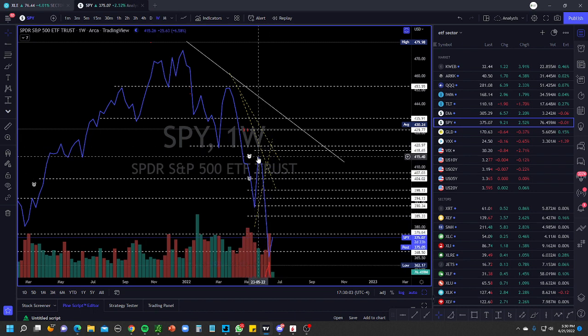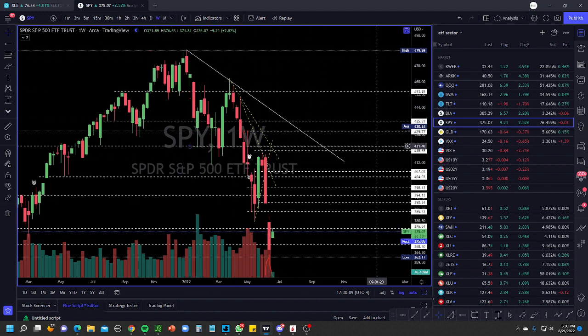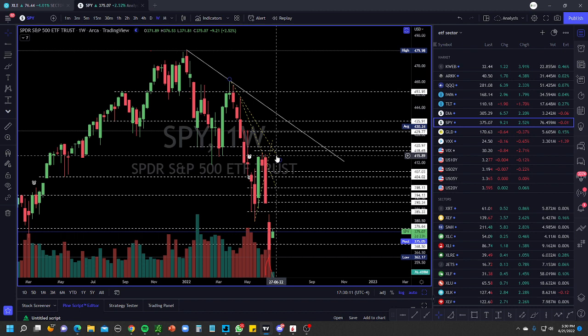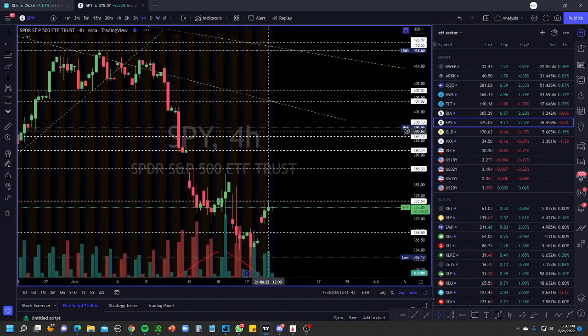So what I want to see: 415 is a trigger level for me. If the stock gets above 415, I need it to close above 420. So 415 is where I'm going to start watching the stock market, and a close above 420 is where I will look to enter for long positions. But right now, this huge area that you're seeing, this is volatile. This is all volatility is what it is.